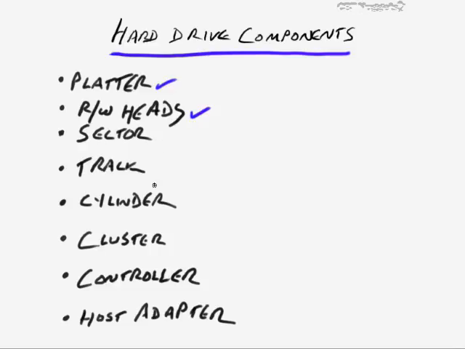And then as we move along here, we see a few other terms, and these are things that you cannot see just by looking at a physical picture of the hard drive. These are all kind of logical items that are put there mostly by low-level formatting, which is done at the factory.